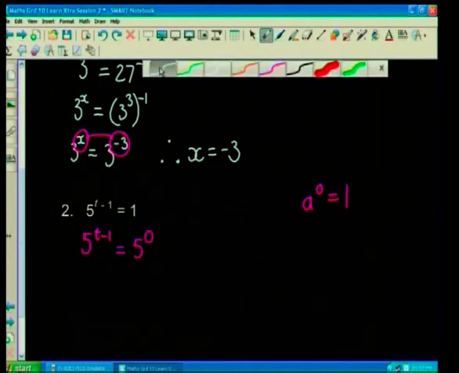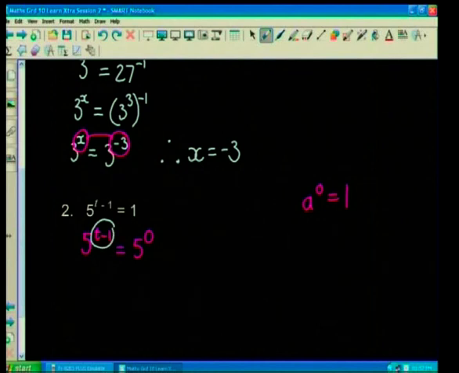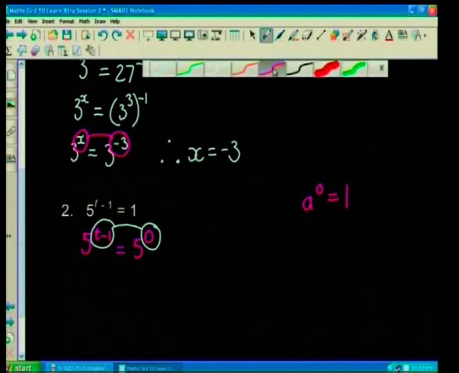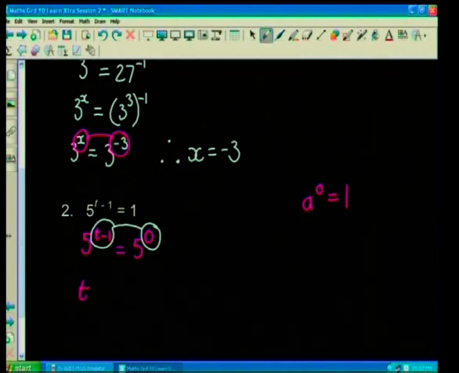Now, because our bases are the same, we can logically assume that our exponents are going to be equal to each other. So let's make them equal to each other. We put a little therefore in to show that we know what we're doing. T minus 1 is equals to 0, giving us an answer of T is equals to 1. Not so bad.